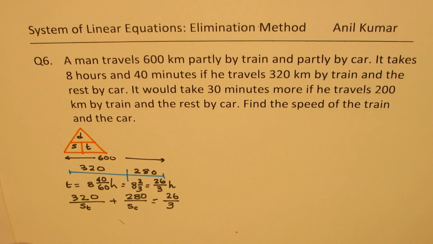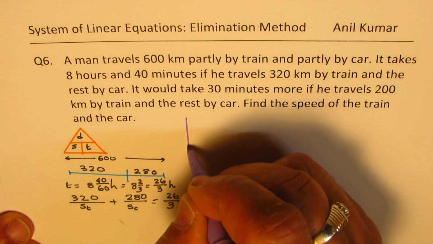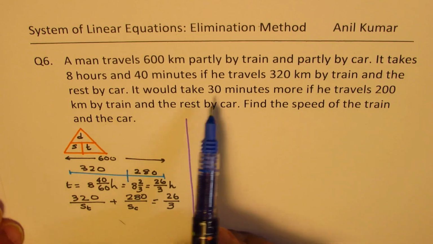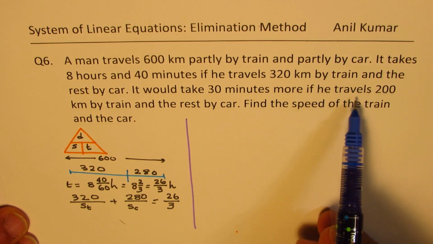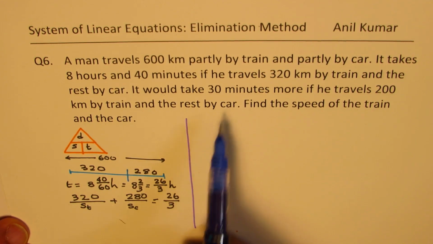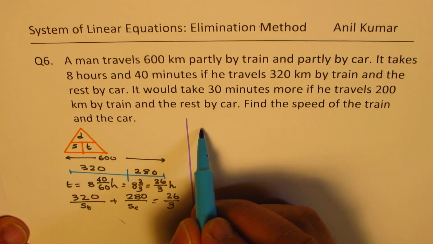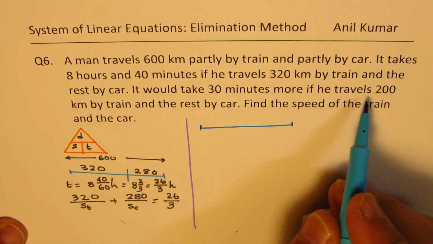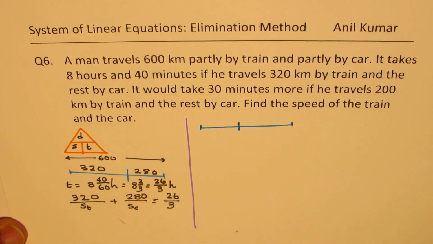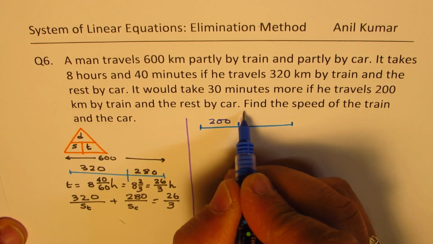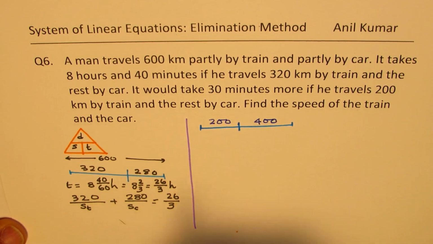So the second equation should be what? Let me write down the second equation in a different ink. We now know that it would take 30 minutes more if he travels 200 kilometers by train and the rest by car. So in the second case, let's make it here. If he travels 200 kilometers, slightly less than before, so we have 200 by train this time, and out of 600, 400 by car.